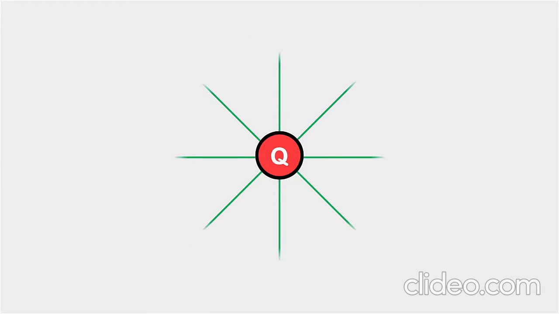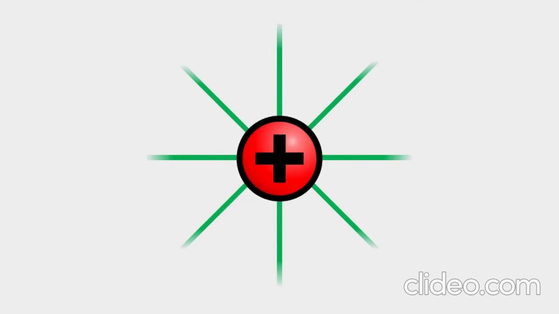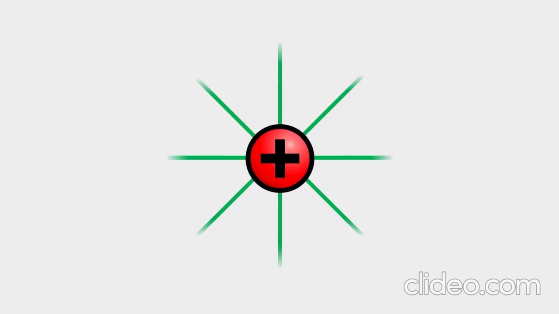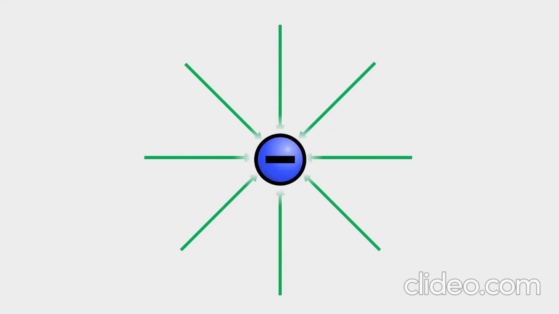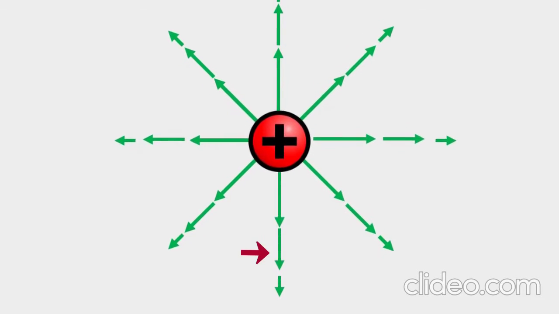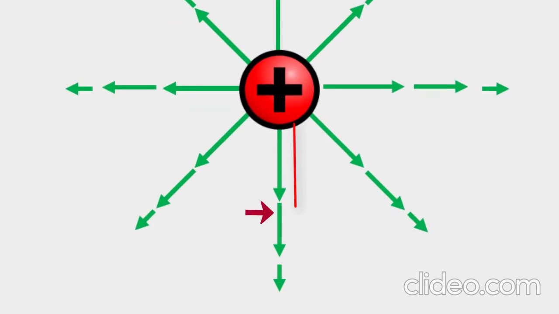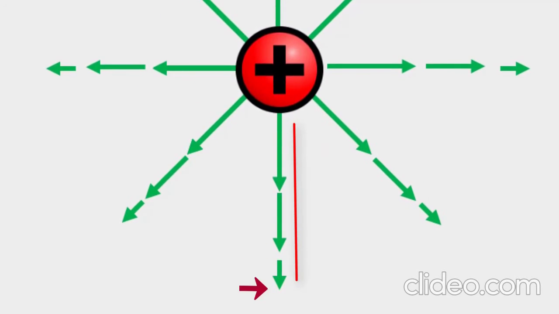Consider a point charge Q placed in vacuum. This charge Q produces an electric field everywhere in its surroundings. The direction of the electric field is radially outward from the positive point charge and points towards a negative point charge. The magnitude of the electric field decreases as distance increases from the point charge.